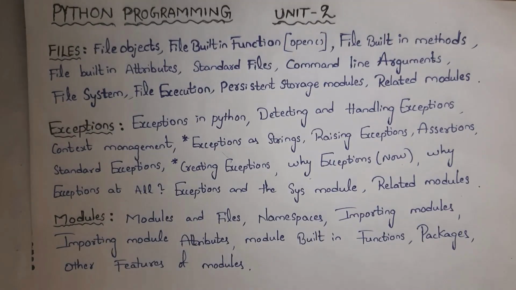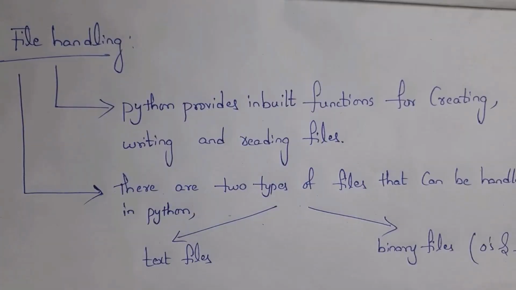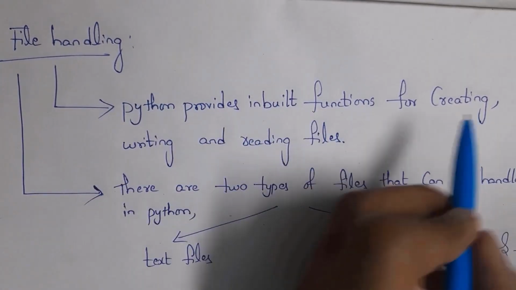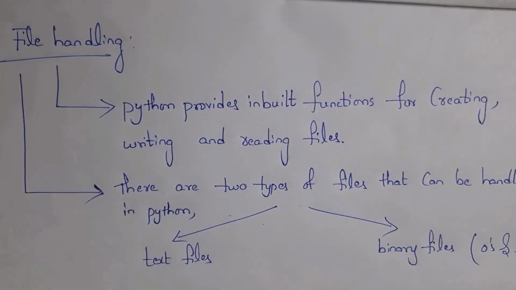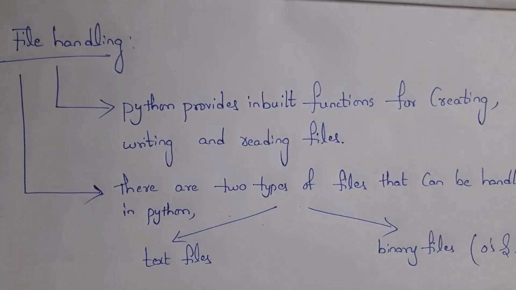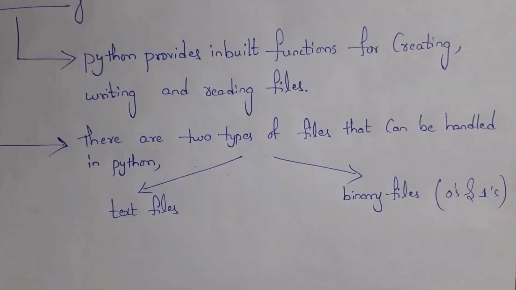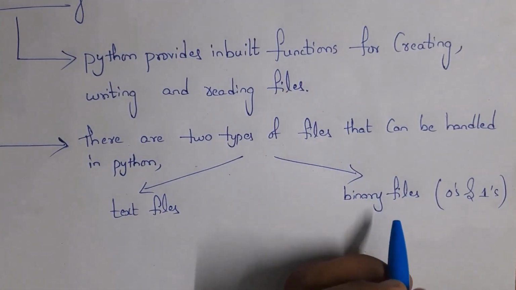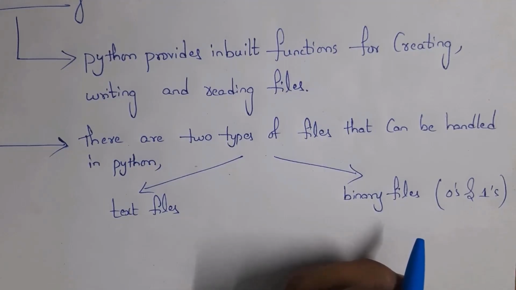Let's get started. At first, I will explain file handling in Python. Python provides inbuilt functions for creating, writing and reading files. Python contains various types of built-in functions. By using those functions, we can create files, write data into those files and read those files. By using Python programming, we can handle two types of files. They are text files and binary files. Binary files are written in binary language, that is in the form of zeros and ones.